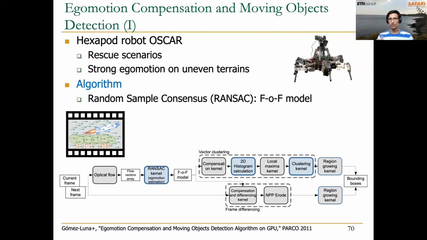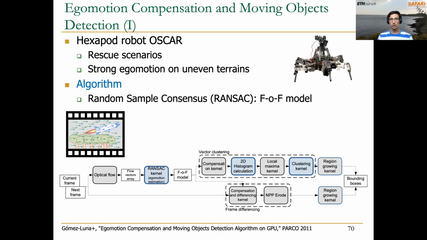This robot is used on uneven terrains with strong ego motion. In the end, this robot was created for rescue scenarios. So it really needs to identify when we have a moving object that might be, for example, a person that needs help.